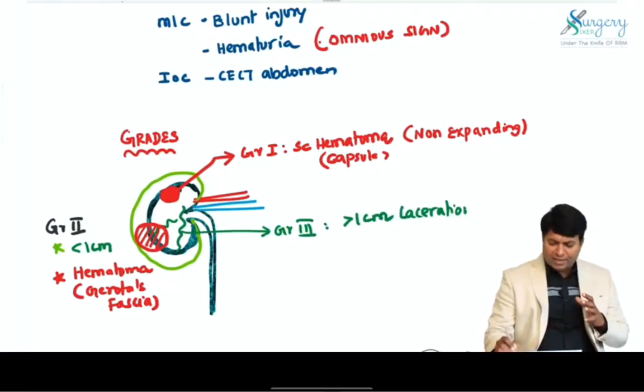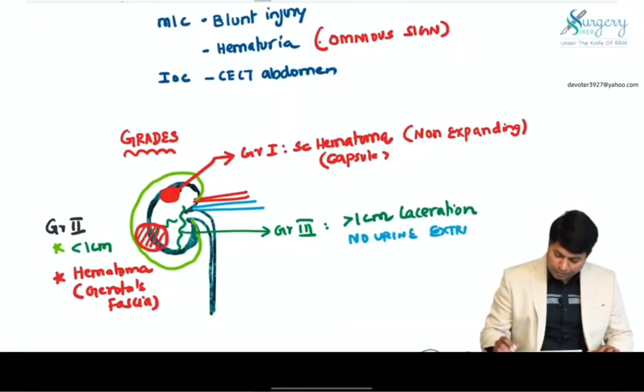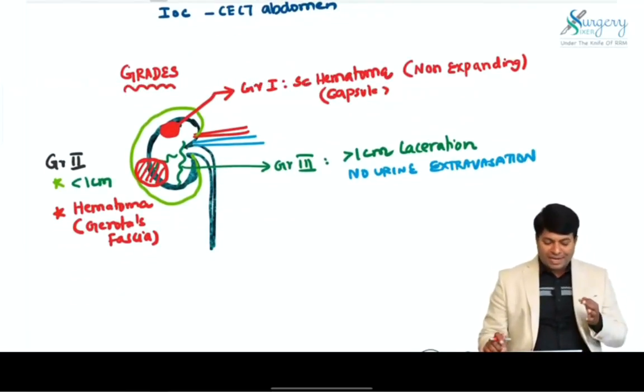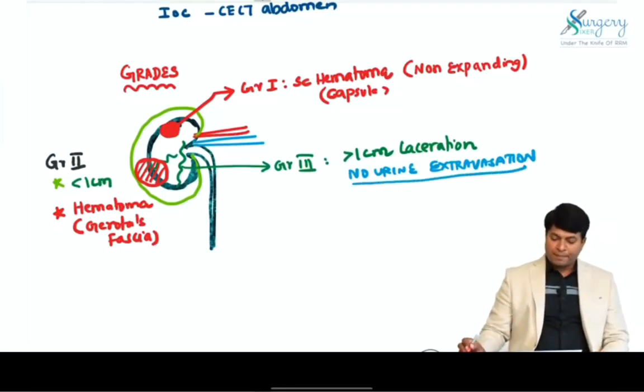When there is a huge laceration, we will think that urine may extravasate. But here there is no urine extravasation. So no urine extravasation in grade 3. Please remember, grade 1 is subcapsular hematoma, grade 2 is less than 1 centimeter laceration, grade 3 is more than 1 centimeter laceration with no urine extravasation, and then automatically you understand what will be grade 4.